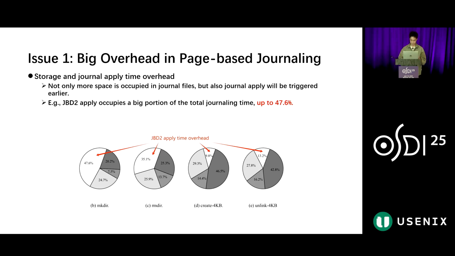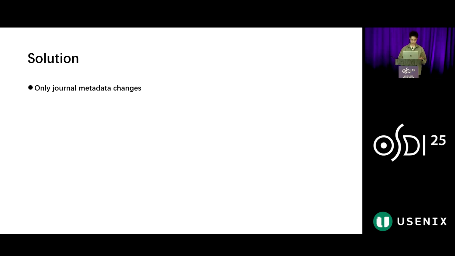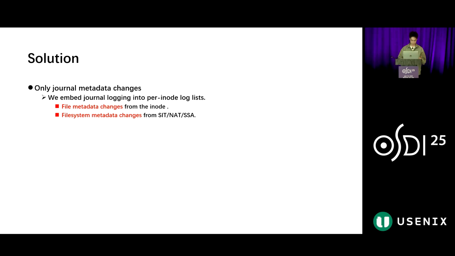the total journaling time. And for our solution, we only journal the metadata changes, and we embed the metadata changes as logging into the per inode log list. So the metadata changes come from the inode as file metadata changes, and also the file system metadata changes from the SIT, NAT, and SSA. In this way, we require less log space, and the journal apply will not be triggered frequently.